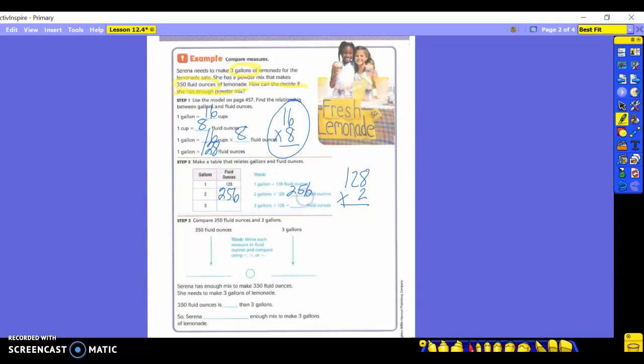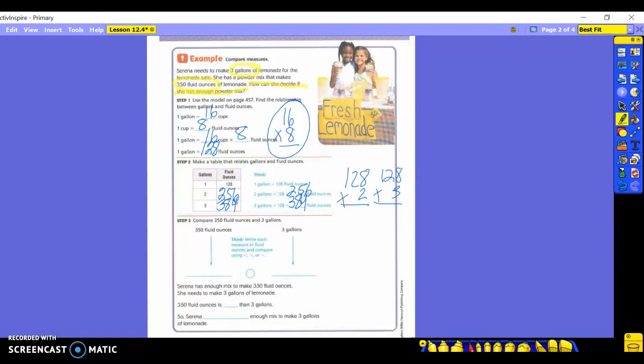128 times 2, 256. So you'll put it both places. And then you're going to take 3 gallons times the 128 fluid ounces that we figured. So again, if you need to, write it out here to the side. 384, I will agree with. Now, why did we have to do this chart right here?